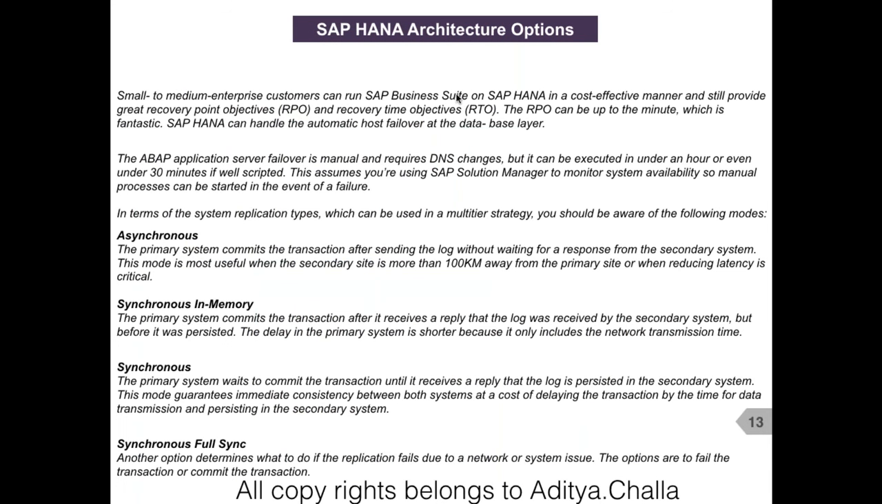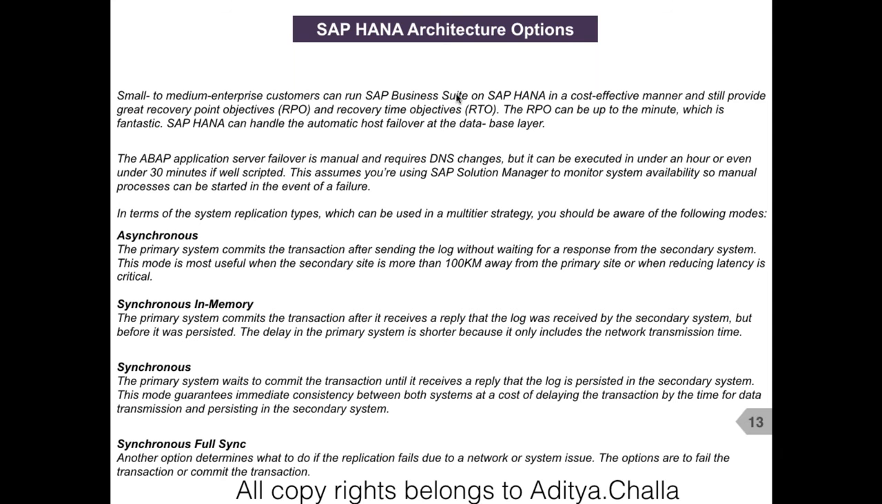So then, synchronous in memory. The primary system commits the transaction after it receives a reply that the log was received by the secondary system, but before it is updated. The delay in the primary system is shorter because it only includes the network transmission time. Then synchronous. The primary system waits to commit the transaction until it receives a reply that the log is persisted in the secondary system. This mode guarantees immediate consistency with both systems, at the cost of delaying the transaction by the time of data transmission and persisting into the secondary system.